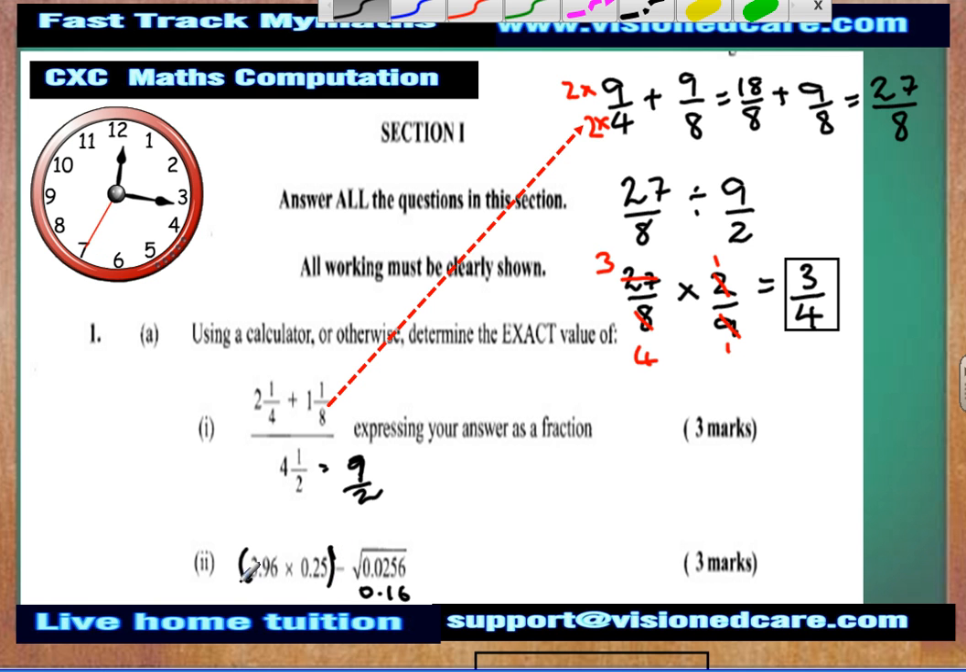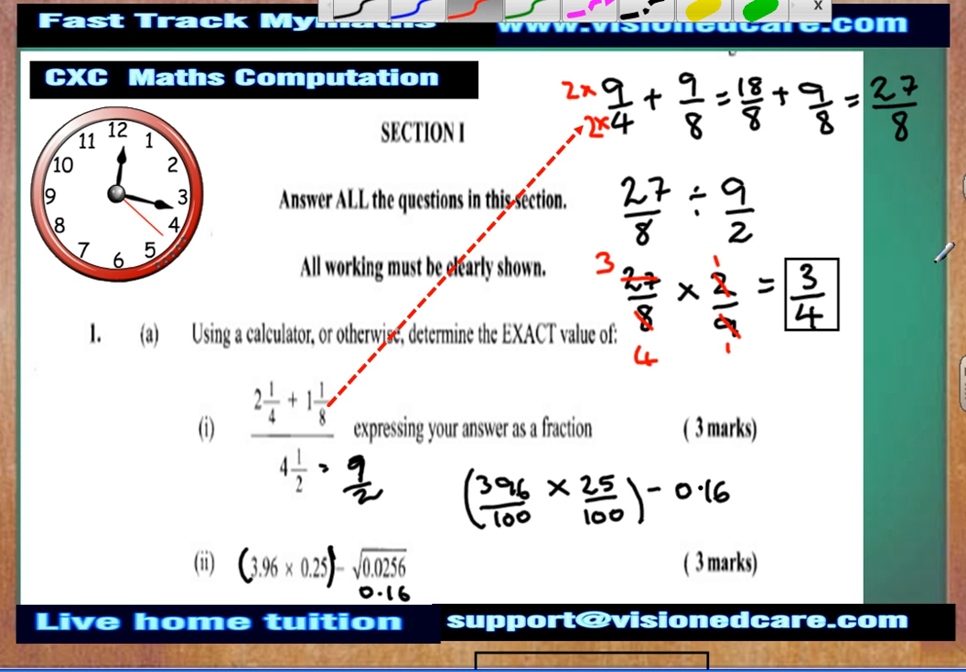Now I do not like to work with decimals, so what I'm going to do here, I'm going to write 3.96 as 396 over 100. It's the same thing. Nothing really changes, because if you divide 100 into 396 you get 3.96, times 0.25. I'm going to write it as 25 over 100. Again, nothing changes because if you divide 25 by 100, you get 0.25, and we subtract 0.16.